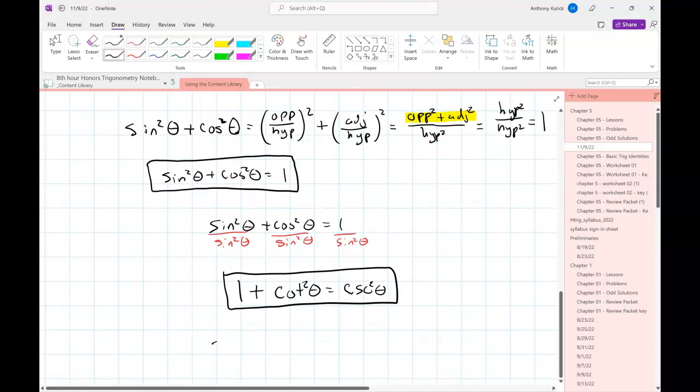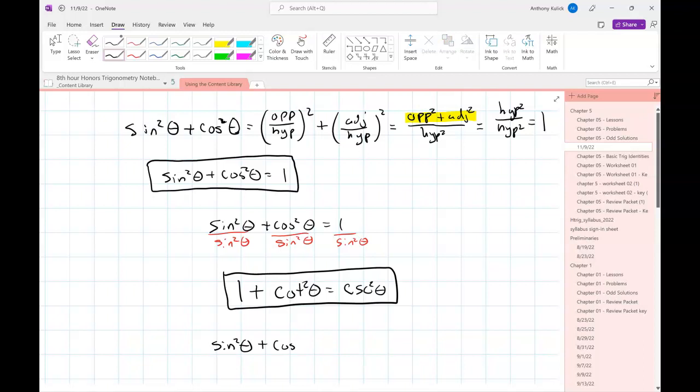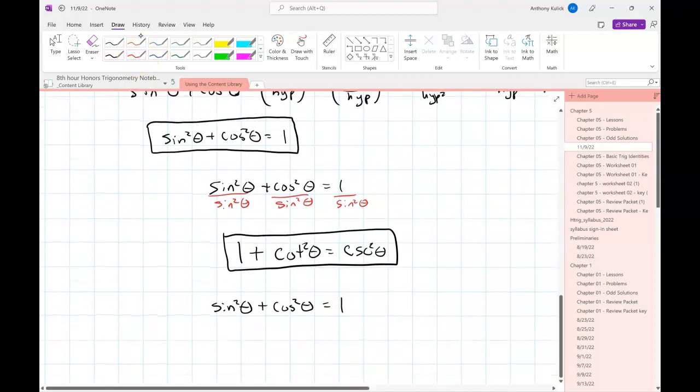Can we create a third one? Well, probably, Mr. Kulik. You've already started writing this down again. What am I going to do to create the third one? Divide by cosine squared, right? Why not?